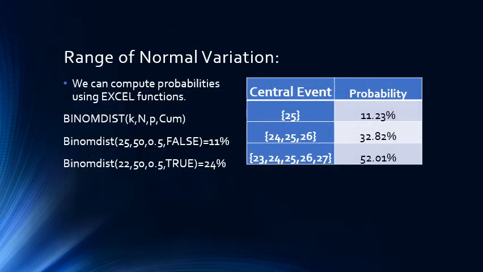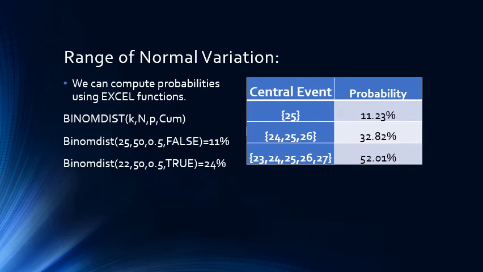Now, using the Excel functions, we can compute the range of normal variation in this. There is an Excel function called binomdist, and you have to specify k, which is the number of outcomes that you want to compute the probability for, n, which is the total number of flips, p, which is the probability of heads, which is 50%, and whether you want the cumulative distribution, which means add up all the probabilities up to this value, or the individual one, which means just the probability of this outcome.